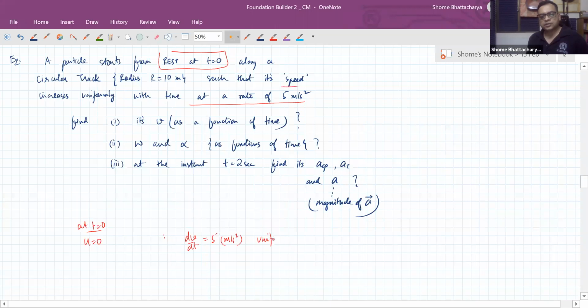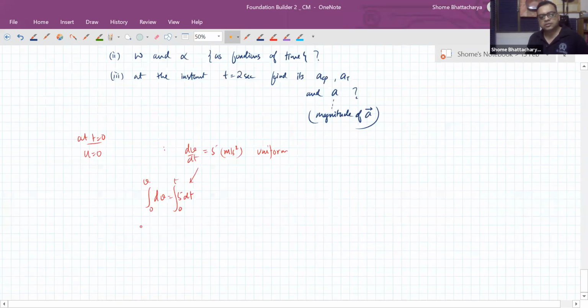So from here we can proceed in two ways. One is that we can just understand that the speed is going from 0 to v in time 0 to t. So the speed as a function of time is equal to 5t. Or we can take another direction. We can say that dv by dt, remember, was tangential acceleration, which was r alpha.